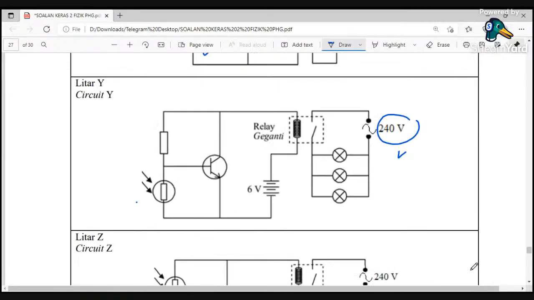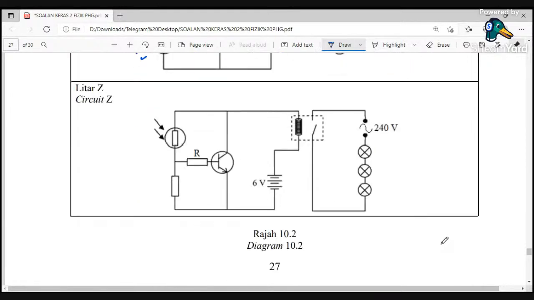Now we look at Y. Okay, Y, NPN, LDR at base circuit, correct. NPN connected correctly, forward bias, BE junction. Ini BE junction dia forward bias, nampak. Emitter ialah N, so dia sambung ke negatif, betul. C sambung ke positif. Okay, correct. And then this bulb, we have a relay. The use of relay, yes, we need it because of higher voltage. Okay, so it means Y is one of the choices. Let's look at Z.